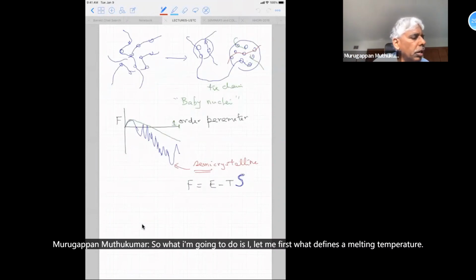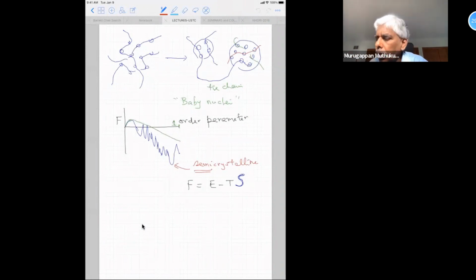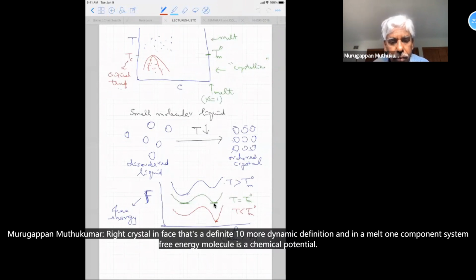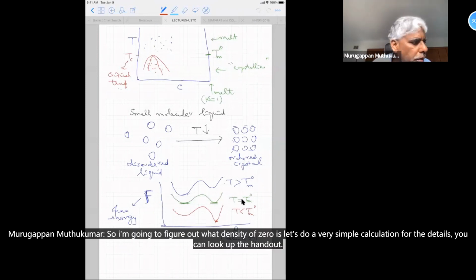So what I'm going to do is, let me first define a melting temperature. How do we define melting temperature? Right. In principle, going back to the first picture, the melting temperature is at which the free energy of the liquid phase is same as the free energy of the solid phase, right? Crystalline phase. That's the definition, thermodynamic definition. And in a melt, one component system, free energy per molecule is a chemical potential. So I'm going to figure out what this TM0 is.